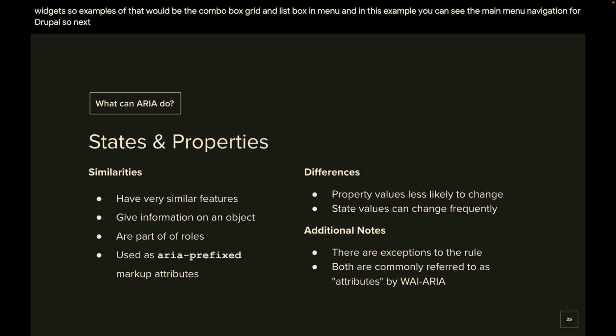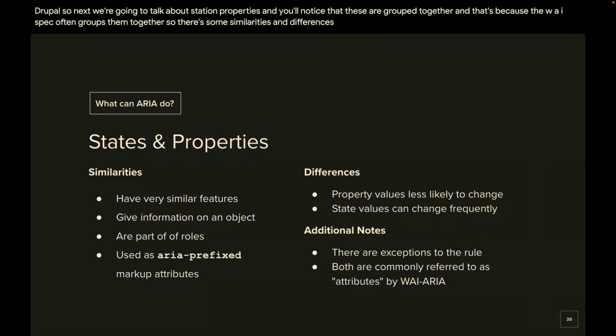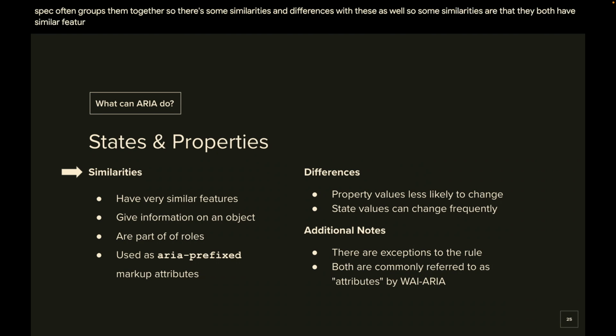So next we're going to talk about states and properties, and you'll notice that these are grouped together, and that's because the WAI spec often groups them together. So there are some similarities and differences with these as well. Some similarities are that they both have similar features. They both give specific information about an object.